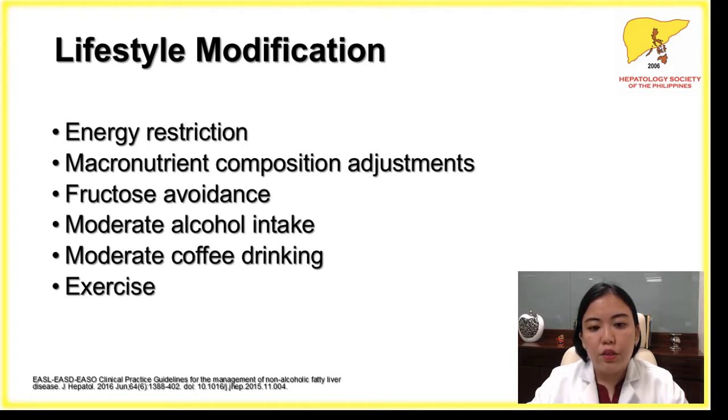Macronutrient composition adjustments should be made in favor of moderate healthy fat intake, high fiber complex carbohydrates, and higher protein intake. Alcohol intake should not exceed risk threshold. Moderate coffee drinking is not detrimental to NAFLD patients. A minimum of 150 minutes per week of aerobic exercise, in addition to resistance training, should be encouraged.